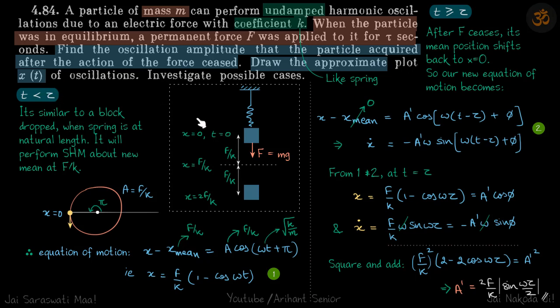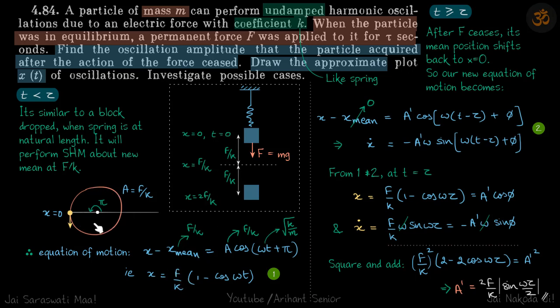So let's break this whole motion into before tau time and after tau time. Before tau time F is there, and after tau time F is not there. Before tau time, as discussed, the particle will just perform SHM about this mean position. So the equation of SHM will be x equals amplitude times (1 minus cos omega t), because we are taking this as x equal to 0. The mean position will be x equal to F by k, which is also the amplitude, and the maximum it will go to is 2F by k.